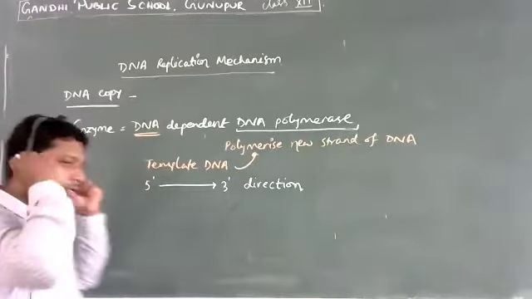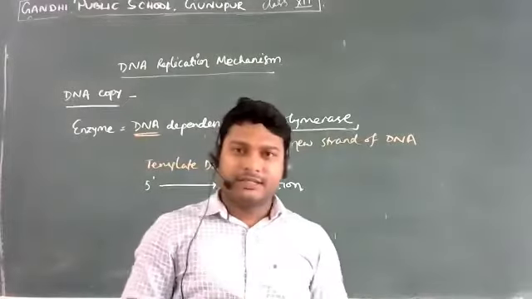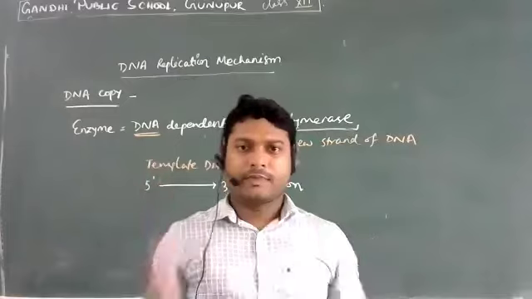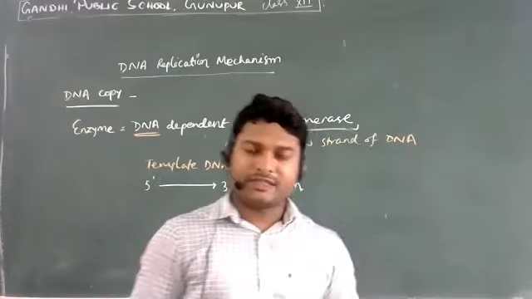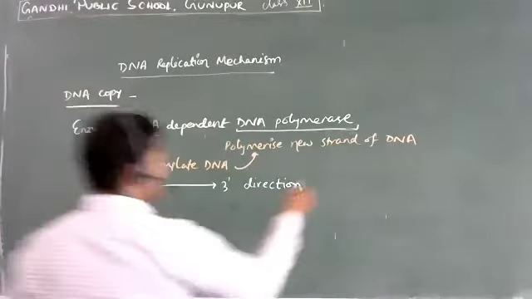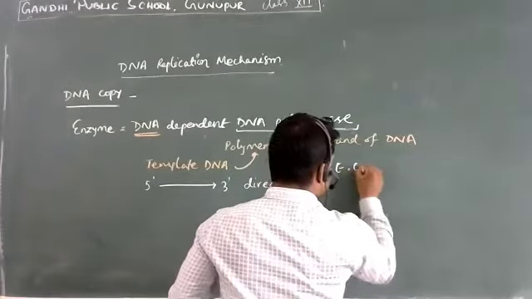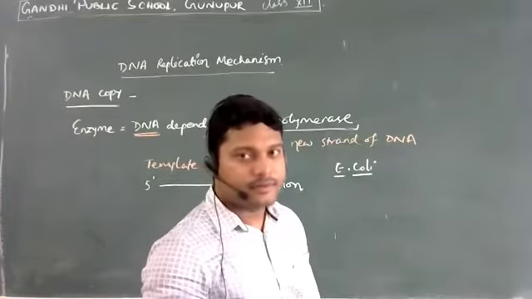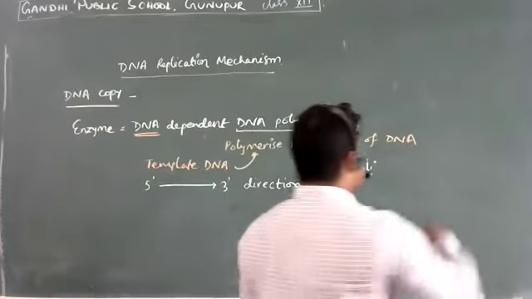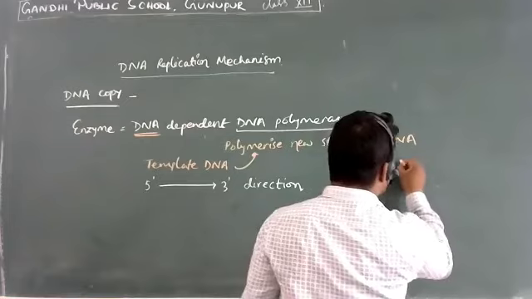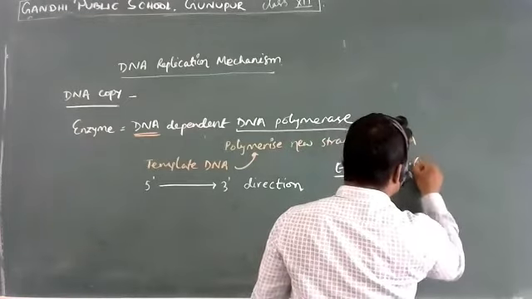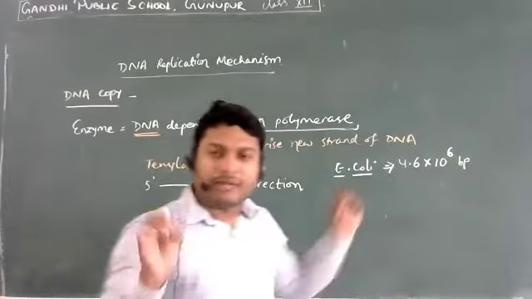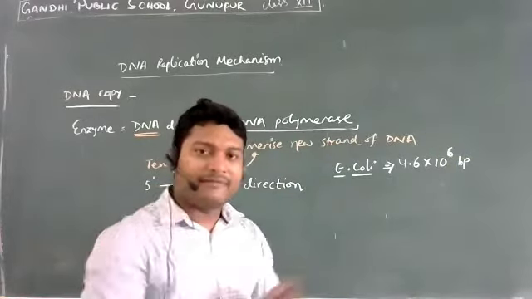Now, we all know that in case of the bacteria, right? Can you tell me what is the number of base pairs that we have in case of E. coli, let's say? Anyone? What is the total number of base pairs? 4.6 into 10 to the power 6. Very good, Mansi. So in E. coli, what we have is around 4.6 into 10 to the power 6 base pairs. That is the total number of base pairs we have in case of E. coli.